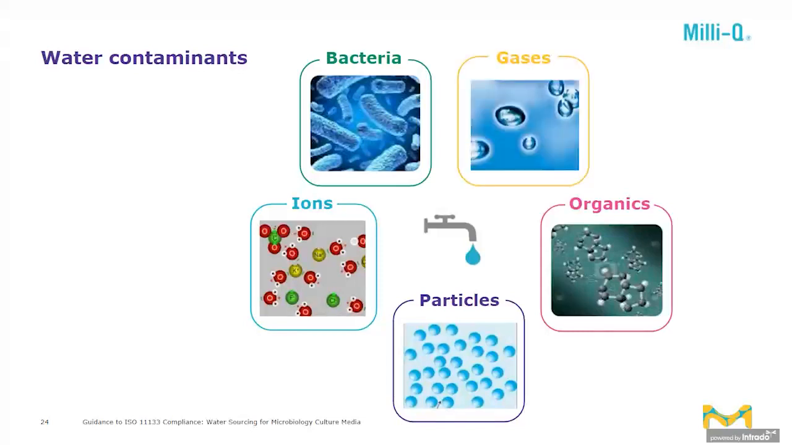The last family, which is probably a little bit less important in our case, would be dissolved gases. Things like nitrogen, oxygen, carbon dioxide could be present in your tap water. So these are the five big families of water contaminants.